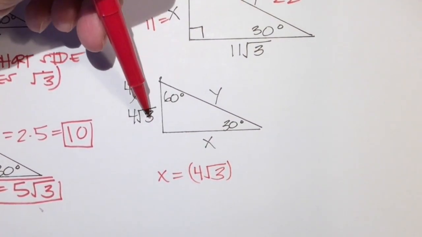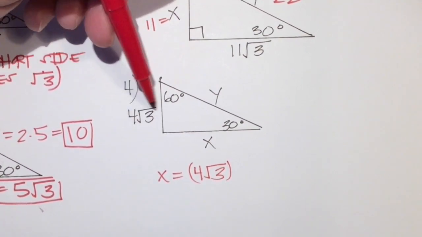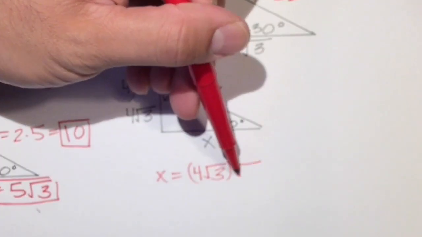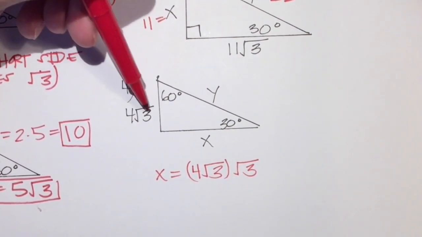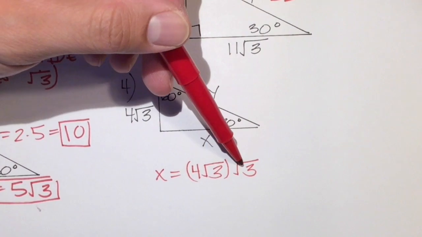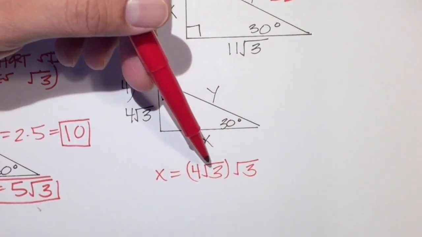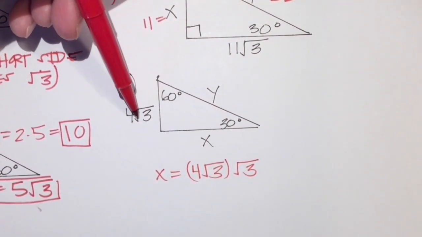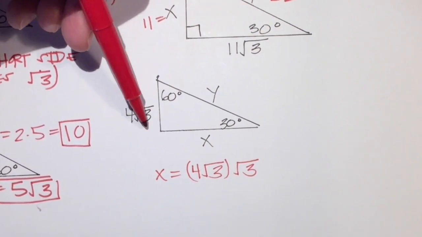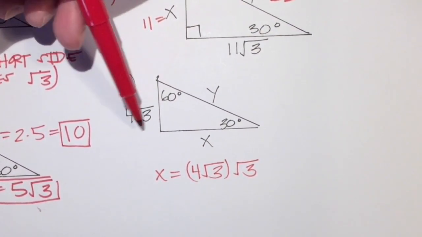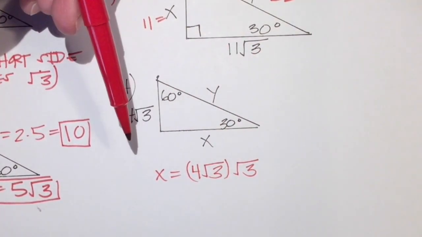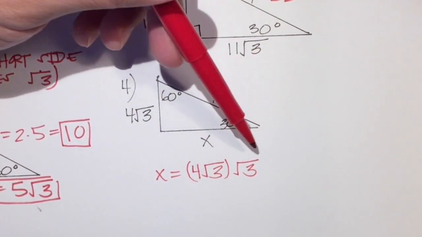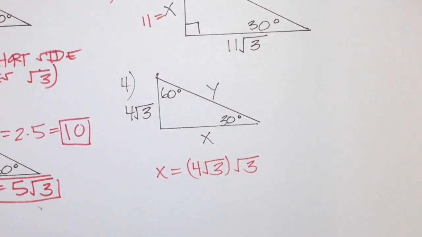And we said multiply whatever the length is over here by radical 3. So we take this, and we're going to multiply it by radical 3. But you're saying, but there's already a radical 3 there. Yeah, I know. It's okay. Take whatever is over here as the length of the short side, and multiply it by radical 3. If there's already a radical 3, multiply it by another radical 3.